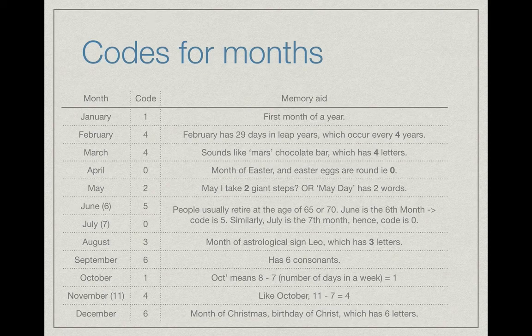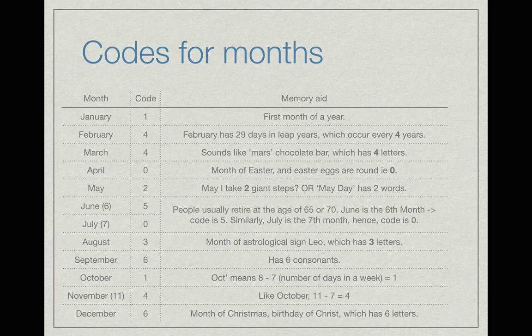So October is 1, and oct in the beginning means 8, and then you remove the number of days in a week, which is 7. So 8 minus 7 equals 1. So the code is 1. And November is the same logic. 11 is the 11th month, and you remove 7, and the answer is 4.